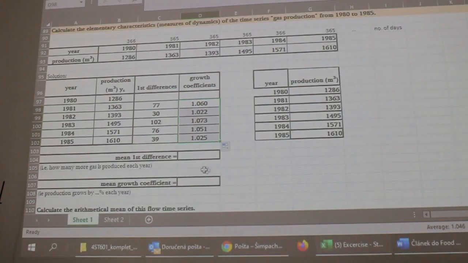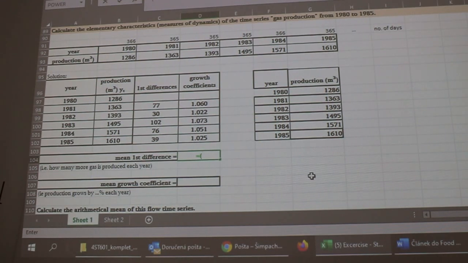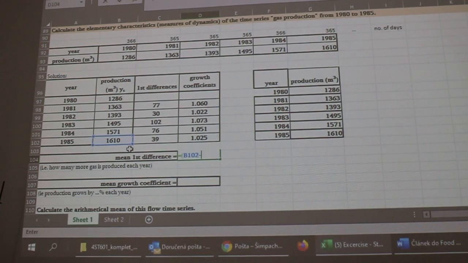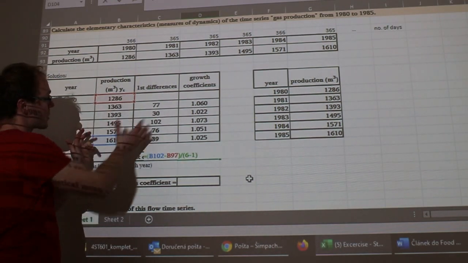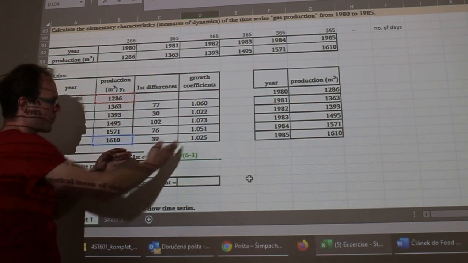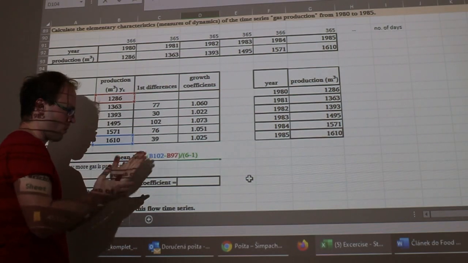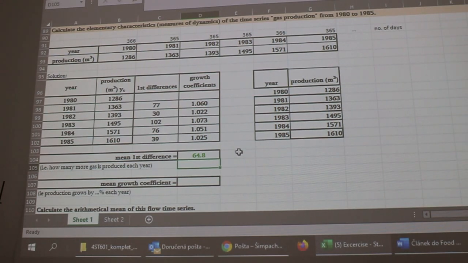Mean first difference. So you can calculate here equal sign. I will open parenthesis, and there is difference. Last observation minus first observation, yes, divided by 6 minus 1. Again, it's very important to take original data. Don't use differences or growth coefficients. Last observation minus first observation divided by n minus 1, 6 minus 1. Yes, and result is mean first difference, and mean first difference is positive.